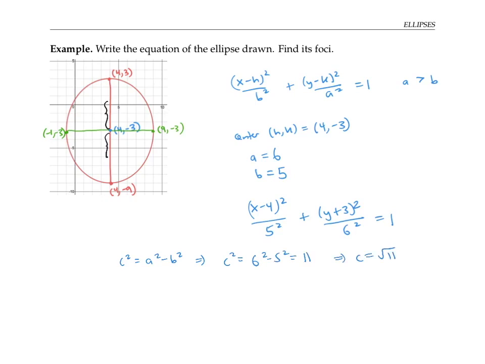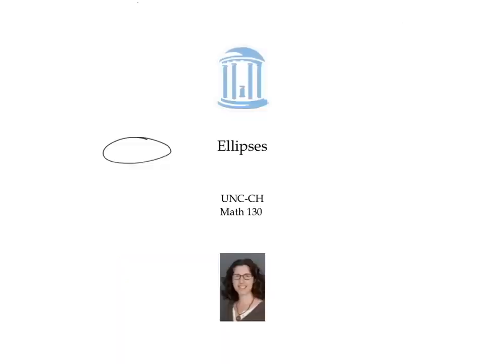So the two foci are a distance of square root of 11 above and below the center, and so they'll have coordinates of (4, -3 + √11) and (4, -3 - √11). This video detailed the anatomy of an ellipse, including its major axis, its minor axis, its vertices, and its foci.